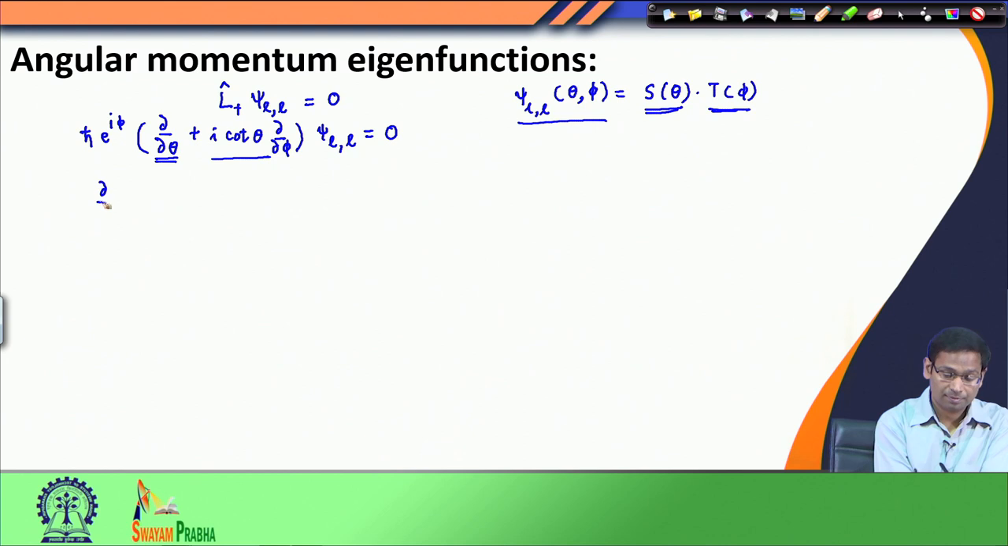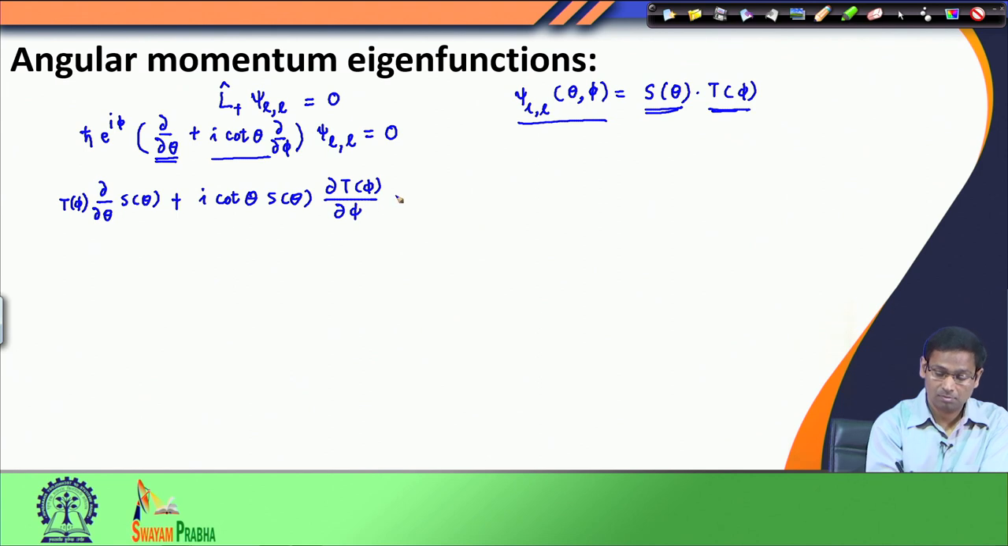So, when I differentiate this function with respect to theta, I have s of theta and t of phi. So, t of phi will be independent of this differentiation because I am doing a partial differentiation with respect to theta. So, I am left with, and when I do the differentiation with respect to phi, the s function will come out. So, instead of writing psi, I just used this definition as s into t.